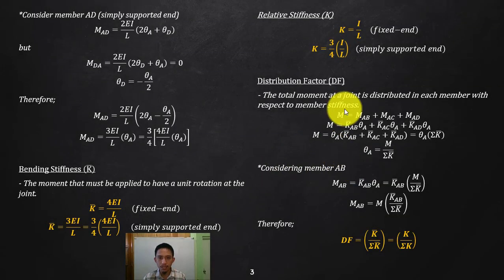So this is now what we call the distribution factor, or that is the percentage of the total moment to be given on each of the members. Okay, so the total moment at the joint is distributed in each member with respect to member stiffness, or that is again with respect to their strengths. Okay, a fixed support on the other end is stronger compared to a simply supported one.